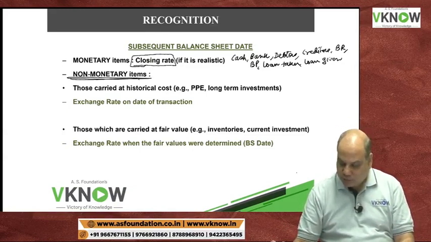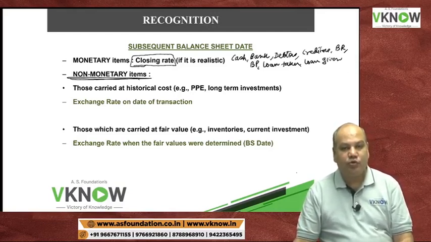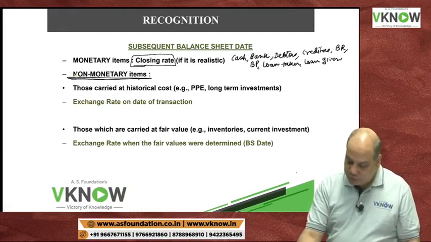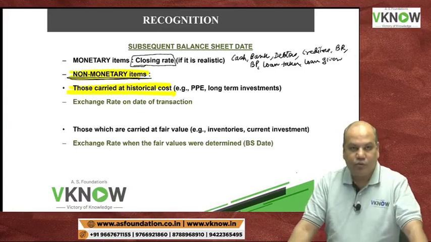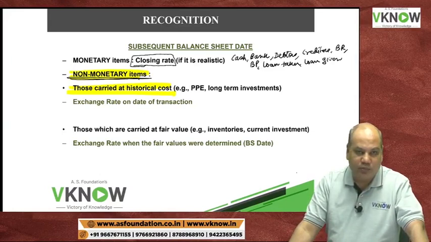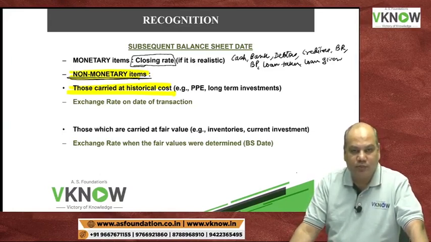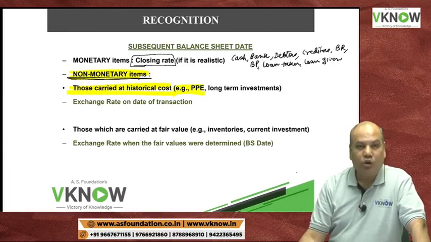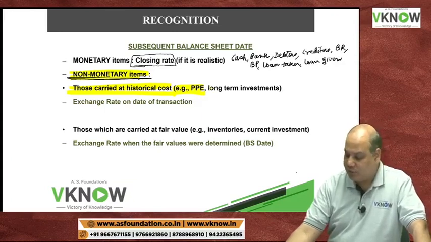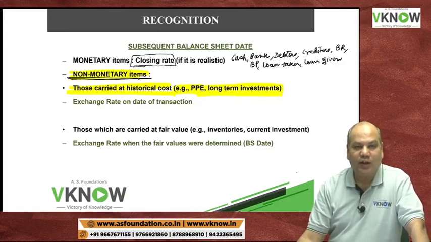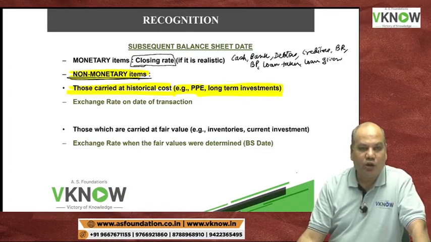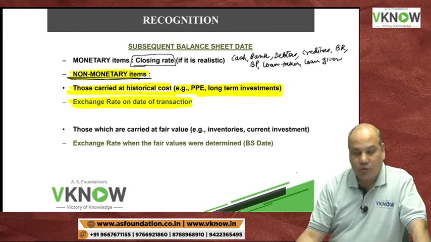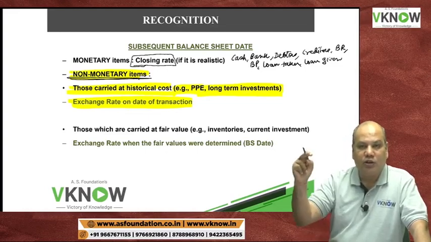What about non-monetary items? Now, in case of non-monetary items, we have to see what accounting policy the company is following. There are two types of non-monetary items. One where we follow the historical cost model. For example, for property, plant and equipment, or intangible assets, or long-term investment, we usually follow the cost model, or we carry them at cost in our books. So since you are following the cost model, the standard says you will apply the same exchange rate at which the transaction was originally entered into.